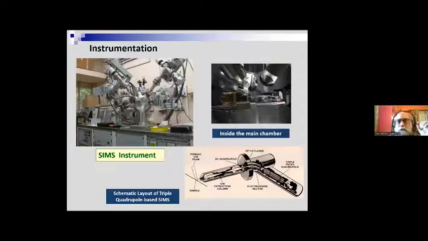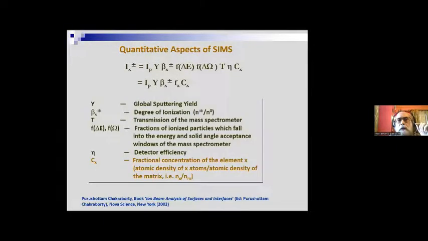I will just take 5 minutes to explain that the secondary ion current is basically a function of the concentration. You can see the concentration Cx, where X is the elemental concentration. It is the fractional concentration, which is proportional to the secondary ion current. Now the secondary ion current is linearly proportional, but the problem is this beta, the ionization probability.